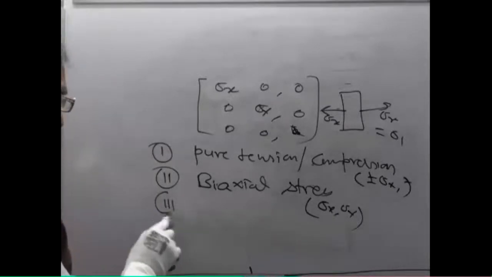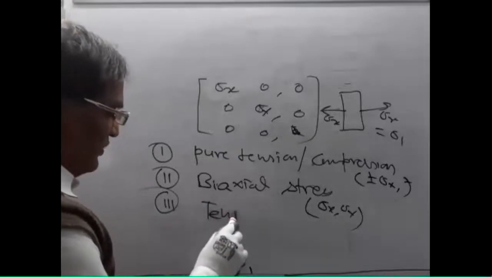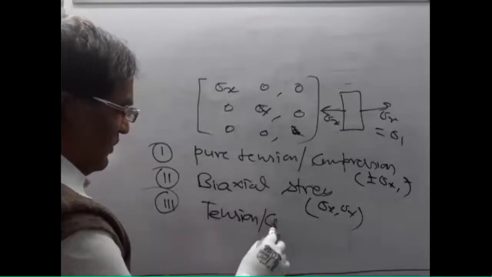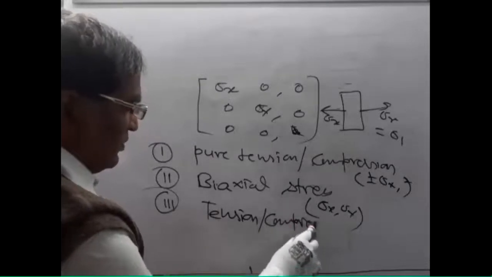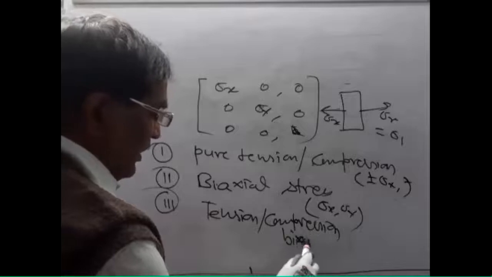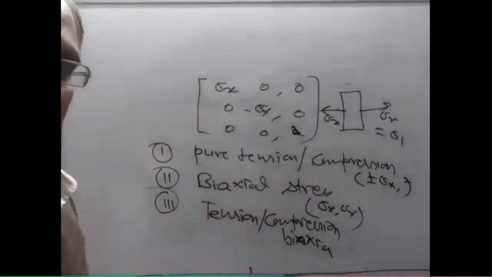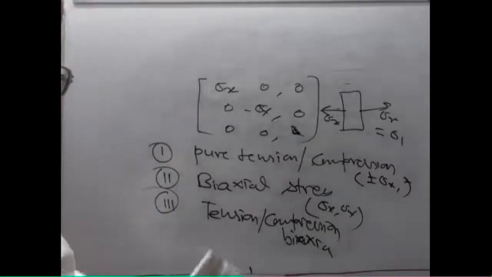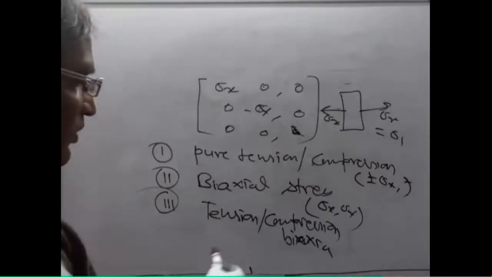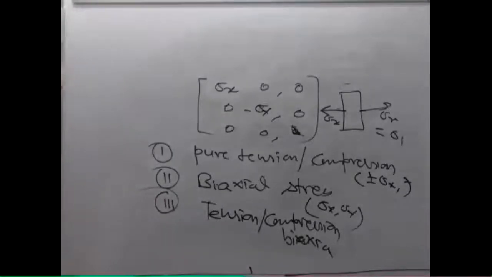The third is tension-compression biaxial. What do you mean by that? They are biaxial stresses, but one will be negative. On one plane it will be tension, and on the other plane it will be negative. That has a significance.